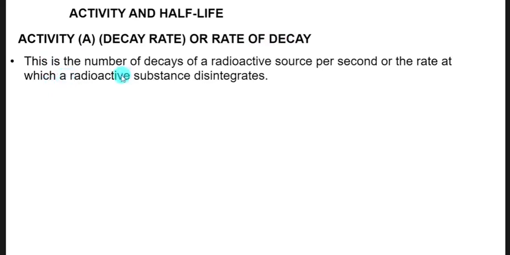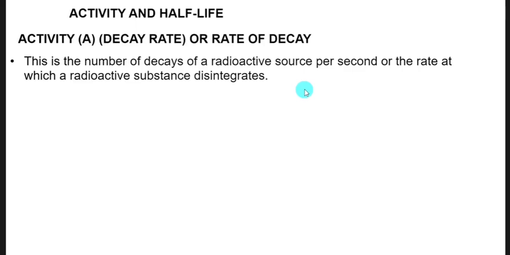So what is activity? This is the number of decays of a radioactive source per second, or the rate at which a radioactive substance disintegrates. A radioactive source or material is always decaying. Now, if you are trying to measure how much per second is decaying, then you are trying to find out the activity of the radioactive material.